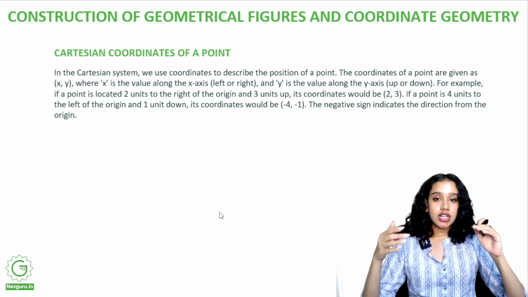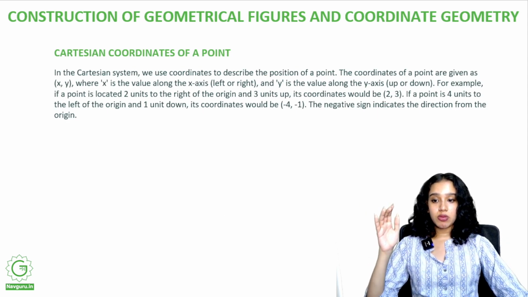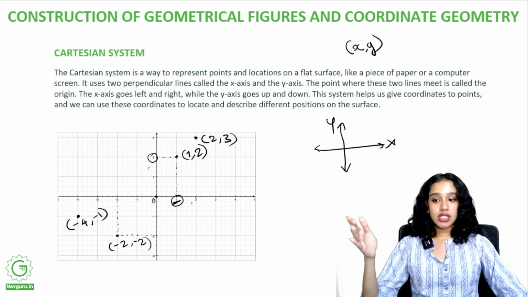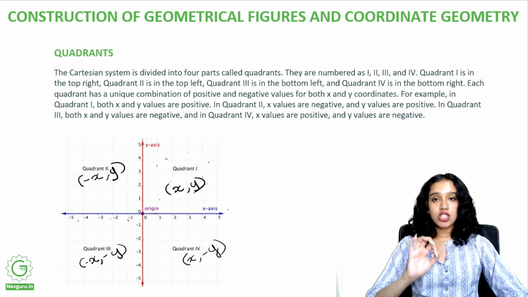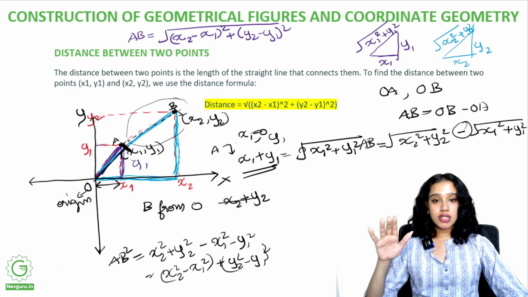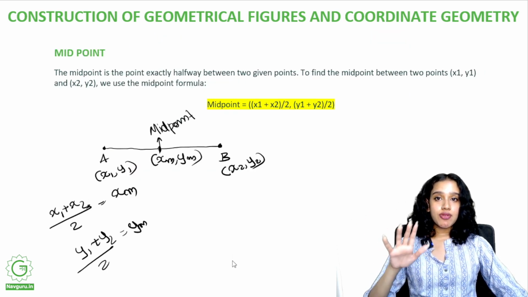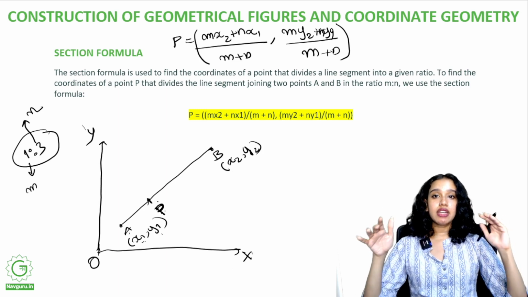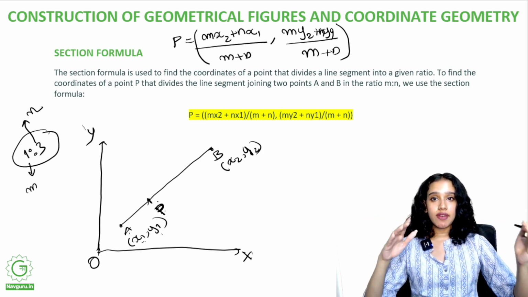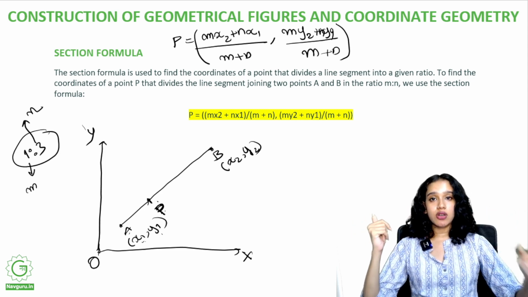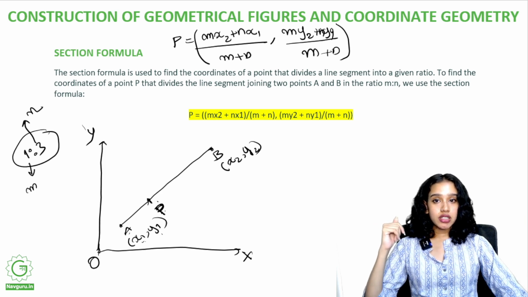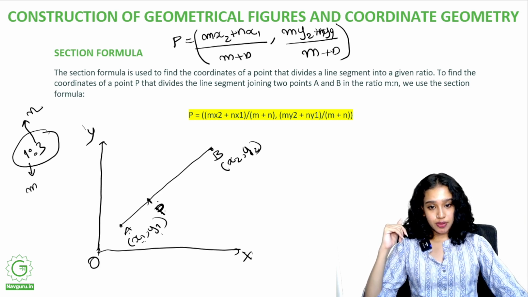Now we've talked about Cartesian coordinates and Cartesian coordinate systems. We talked about what are Cartesian coordinates and what is a Cartesian system, and we talked about how to represent the location of a point in a Cartesian system. We talked about quadrants and what are the values of x and y in each of the quadrants. Then we talked about the distance between two points and the formula for the distance between two points. We also talked about the midpoint and how to find the midpoint. And finally, we concluded with the section formula, that is, if a point divides a line segment into two in a particular ratio, how do we find the coordinate of the point? So this is all about the chapter Construction of Geometrical Figures and Coordinate Geometry. I hope it's clear.